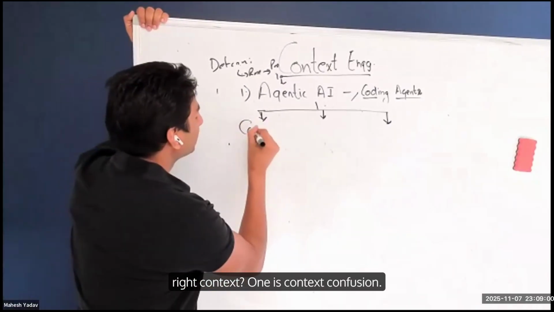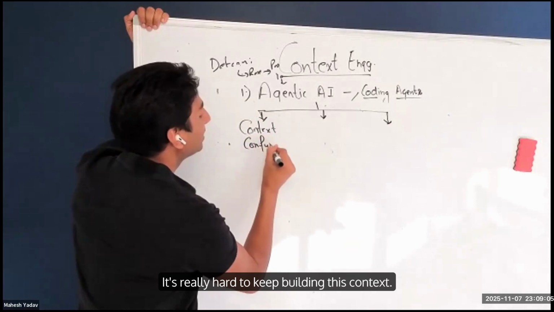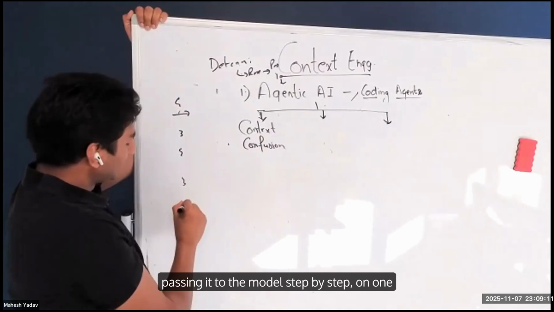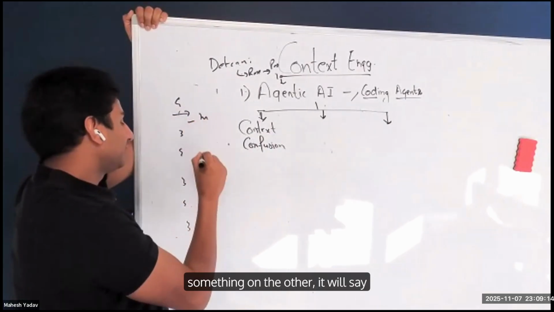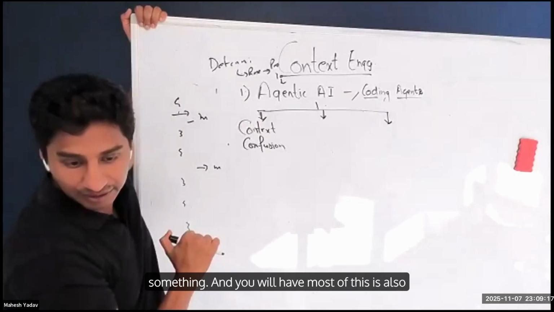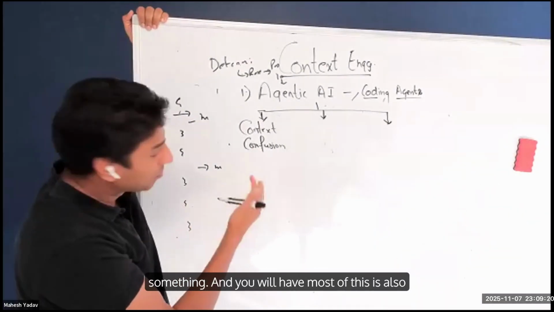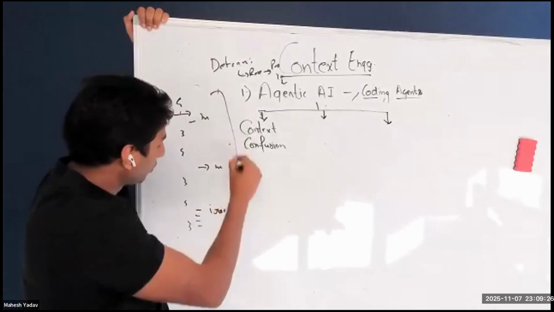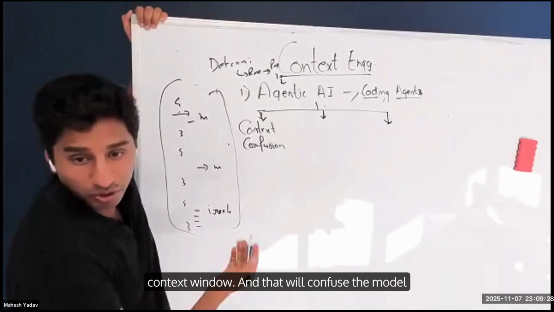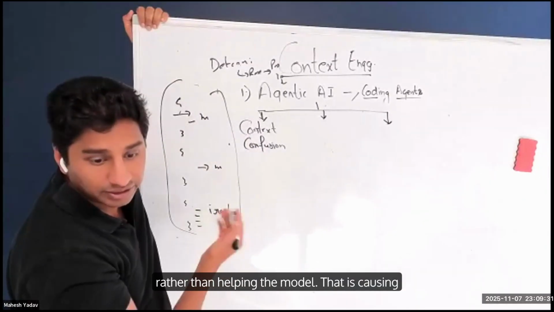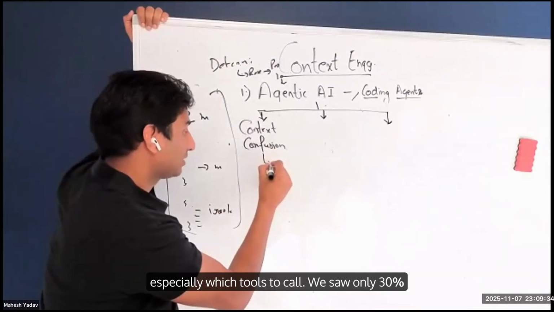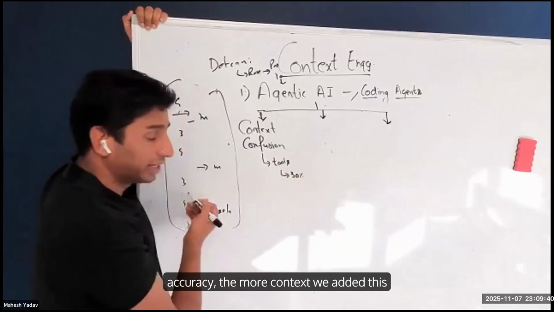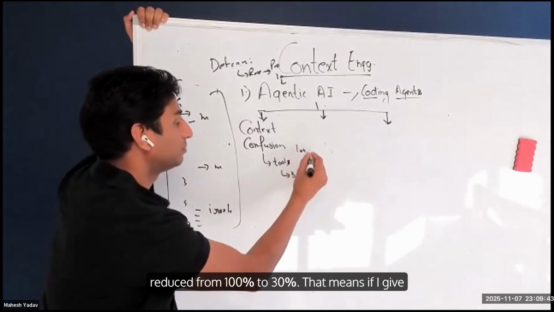One is context confusion. It's really hard to keep building this context, because when you start passing it to the model step by step, on one step you will say something, on the other it will say something, and most of this is irrelevant information that goes into the context window, and that will confuse the model rather than helping it. That is causing problems, especially with which tools to call. We saw only 30% accuracy. The more context we added, this reduced from 100% to 30%.